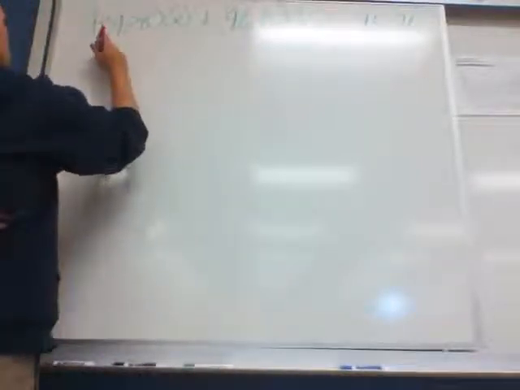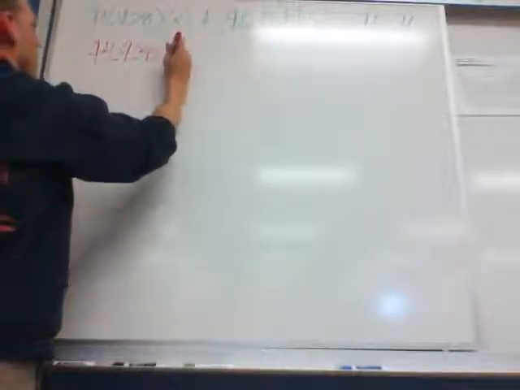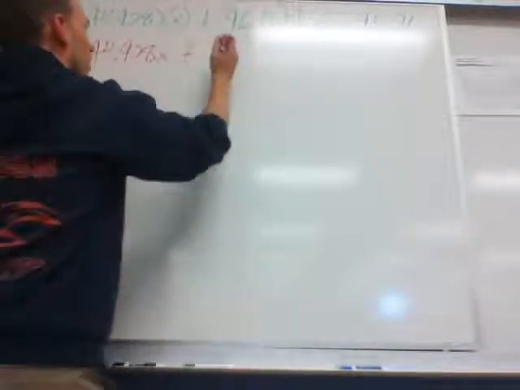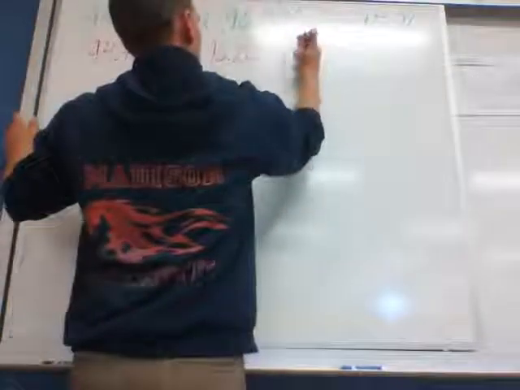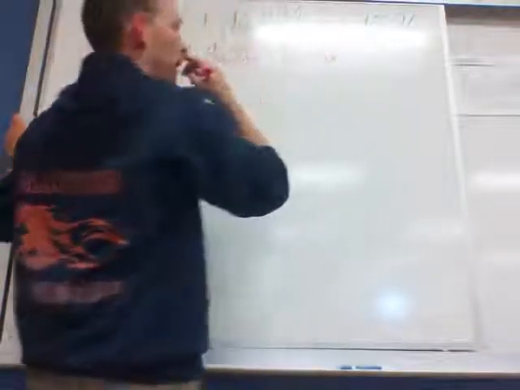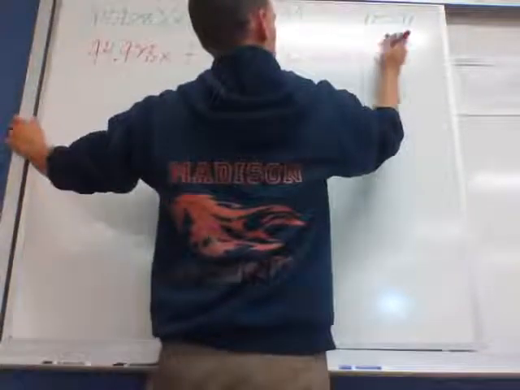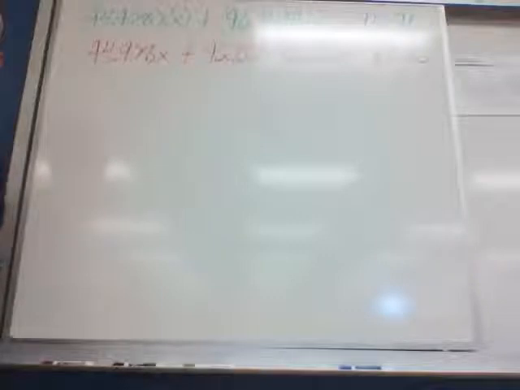I go at 94.08x plus 96.102 minus 96.102 equals 95.96. We okay with the red?